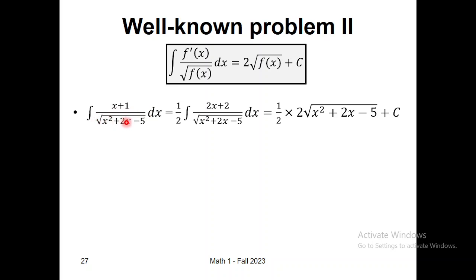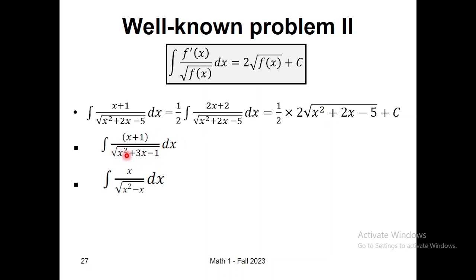So what we are going to check is that the function in the numerator is the derivative of the function inside the square root in the denominator. The derivative of this function is 2x plus 2. So we can simply multiply this expression by 2 to get 2x plus 2 and divide by 2, of course. So now this function is the derivative of this function inside the square root. So the result will be the square root multiplied by 2, which is very simple.